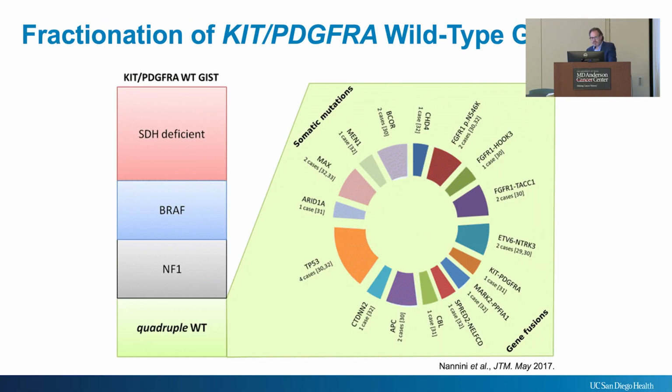But what we're starting to see is this fractionation from where I started out and said it's all KIT, to now we're starting to subdivide, and I'll talk more about the SDH ones coming up next for the rest of the talk. We've talked about the BRAF, we've talked about the NF1, and then that quadruple wild type group is starting to break down into all these little subsets of GIST with different alterations that are driving the biology.